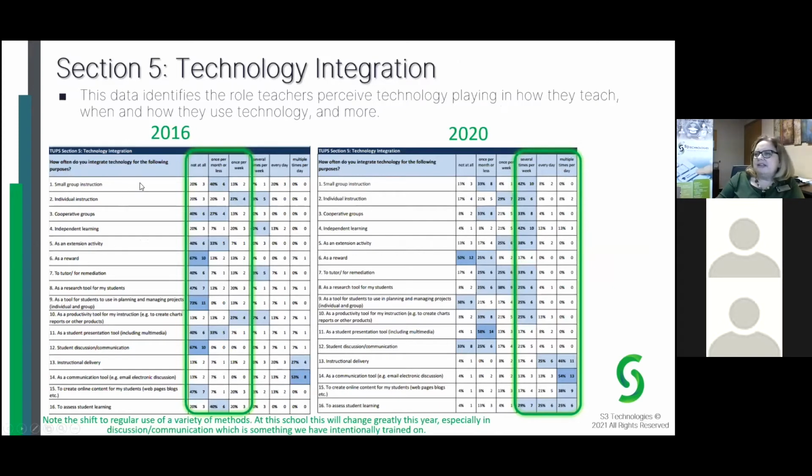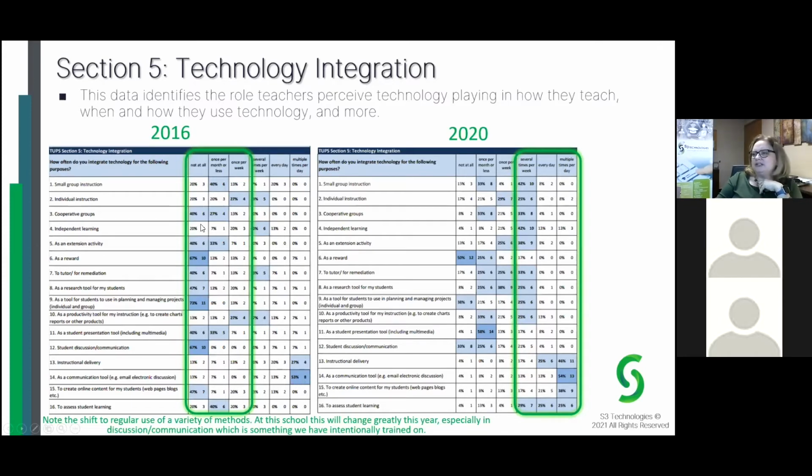Okay, section 5 is how often they use the technology. In small group instruction, for example, do they use it not at all, once a week, once a month, or several times a day? You'll see here that not a lot of the different types of technology were being used. There was a lot that was none at all. Really the only things being used every day were instructional delivery, which you would expect, and email.